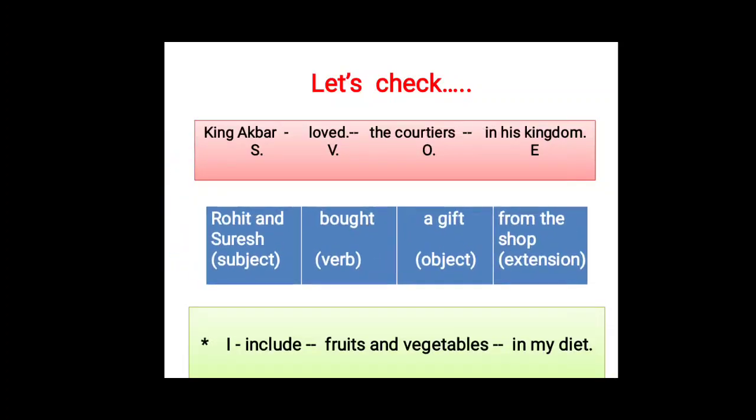Look at this table. Rohit and Suresh bought a gift from the shop. What is the subject here? What are we talking about? We are talking about Rohit and Suresh. Subject. Action, bought. Bought what? A gift. Direct object. From the shop is the extension.